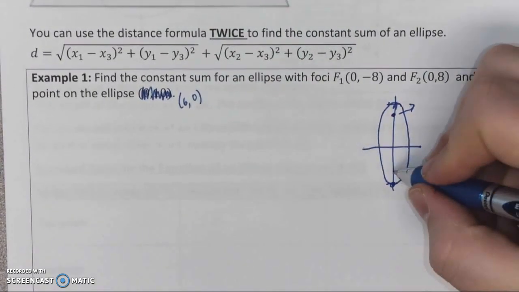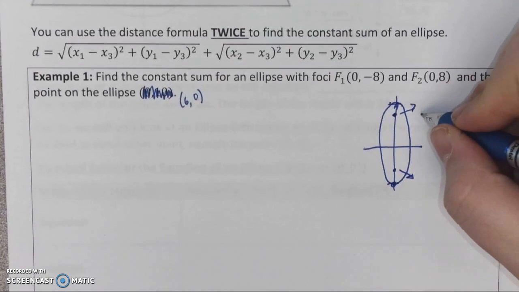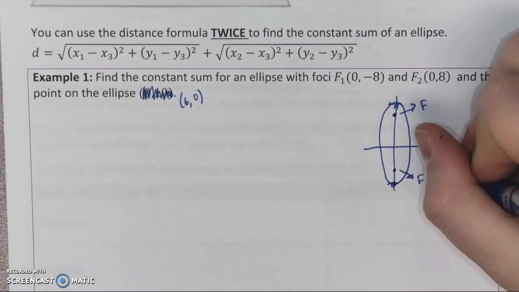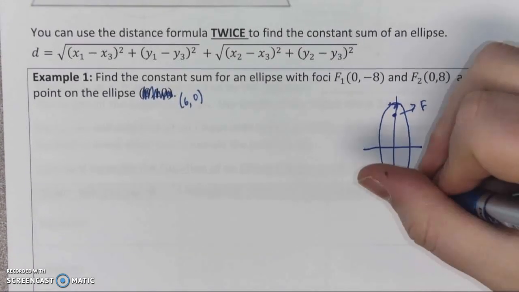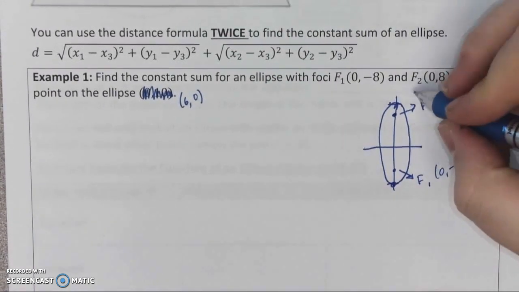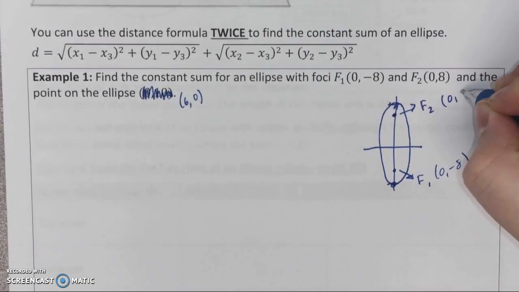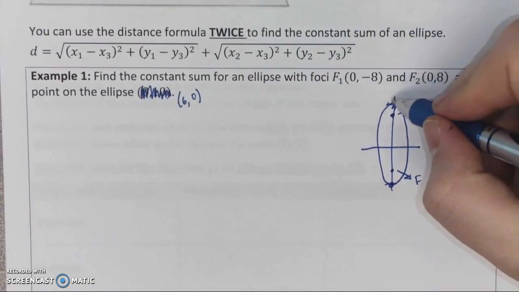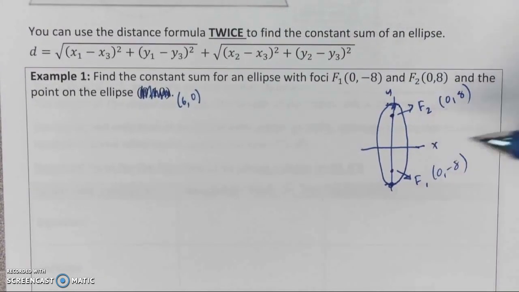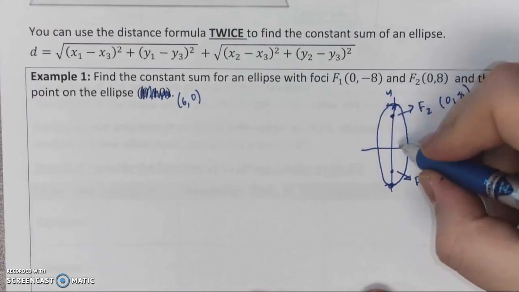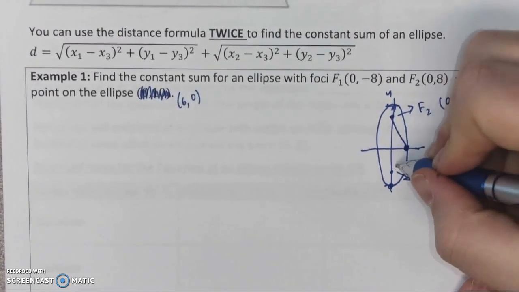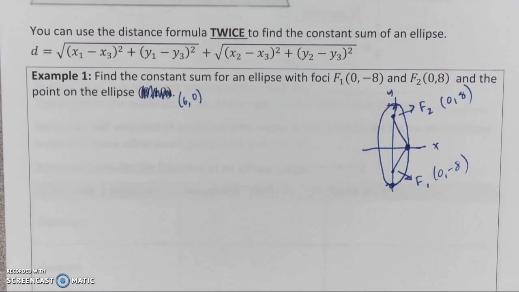Again, you don't have to sketch this particular problem. I'm just sketching where your foci would be. Your focus 1 would be at the point 0, -8. Notice it's not necessarily on the ellipse. And your focus 2 is 0, 8, and it's also not necessarily on the ellipse. It's on the y-axis. And then the point 6, 0 would be on the x-axis. So we're finding this constant sum, so let's go ahead and do that.